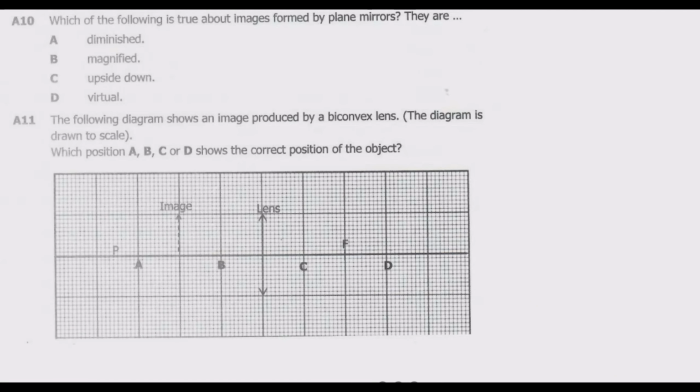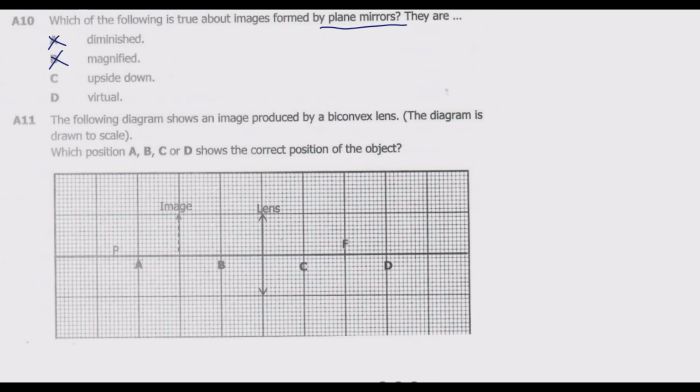Let us look at question 10. Which of the following is true about images formed by plane mirrors? So plane mirrors, they are A, diminished. No, they are not diminished. The image formed in the mirror is just the same size as the object. So A is incorrect, magnified, and B, they are all incorrect. They are the same size as the object.